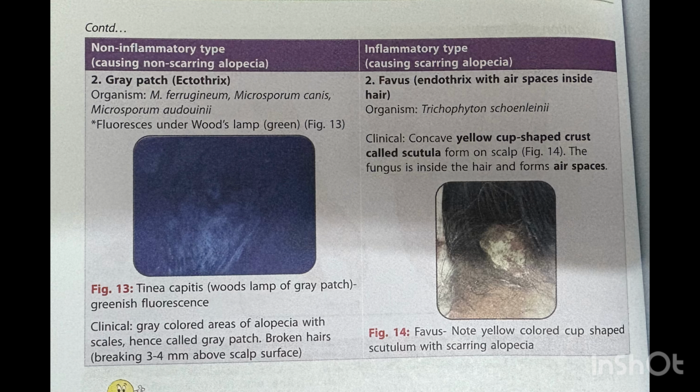Inflammatory type favus favors endothrix with air spaces inside the hair. Organism is Trichophyton schoenleinii. Clinically, concave yellow cup-shaped crusts called scutula form on the scalp. The fungus is inside the hair and forms air spaces. Figure 13, tinea capitis, Wood's lamp of grey patch, greenish fluorescence. Clinically, grey colored areas of alopecia with scales, hence called grey patch. Broken hairs break 3 to 4 mm above the scalp surface. Figure 14, favus: note yellow colored cup-shaped scutula with scarring alopecia.